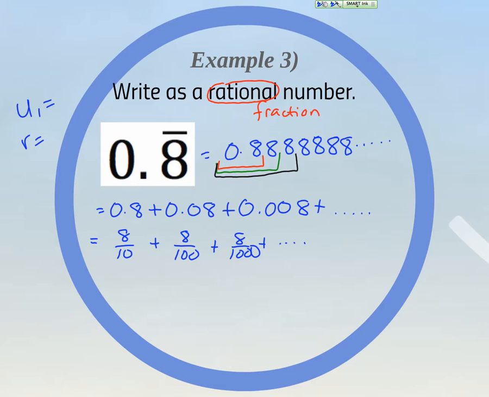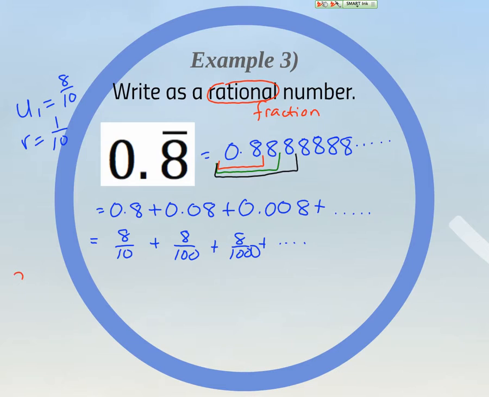Okay, so what's my first term? 8/10. And for me, it's easier to find my common ratio here. Like, what am I multiplying to get to the next term? If I think about it as a fraction, what am I multiplying to the top to get the next number? Just 1. Well, what am I multiplying to the denominator to get the next number? 10. So for me, it's easier to find the common ratio if I use the fractions.